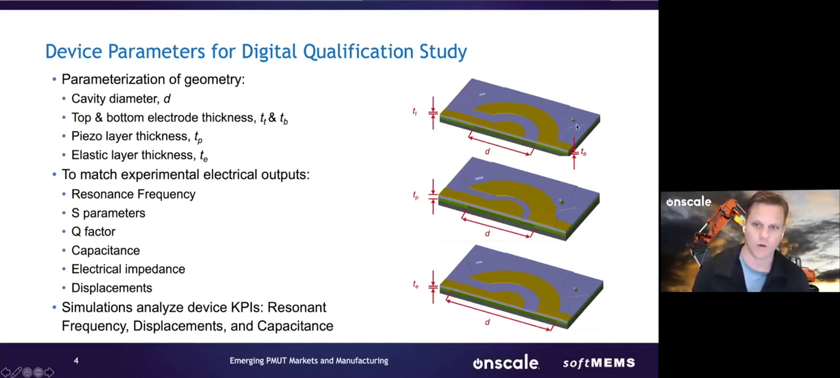And then you can use a parametric sweep to match experimental electrical outputs or experimental results to your simulated results. So when we are simulating these PMUTs, we look at things like the resonant frequency, S parameters, Q, capacitance, impedance, and mechanical displacement. We can use things like a Polytec laser vibrometer to actually detect displacements, which is pretty cool. I'll show you how that works in a minute. And then ultimately, we want to simulate and match some empirical data that we've got from an early prototype, and then use those simulation variables to do our digital qualification study and look at lots of different potential designs. And our simulations will analyze these outputs, resonant frequency, displacements, etc.